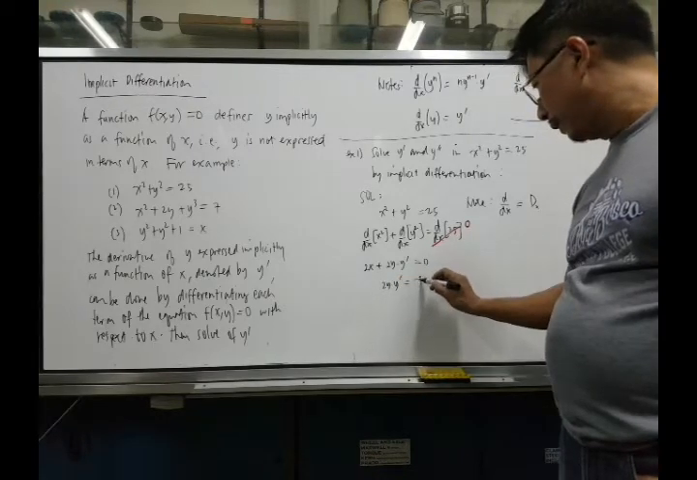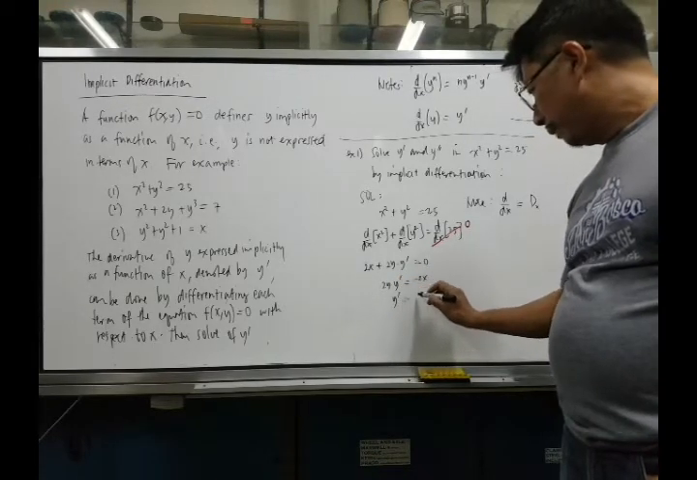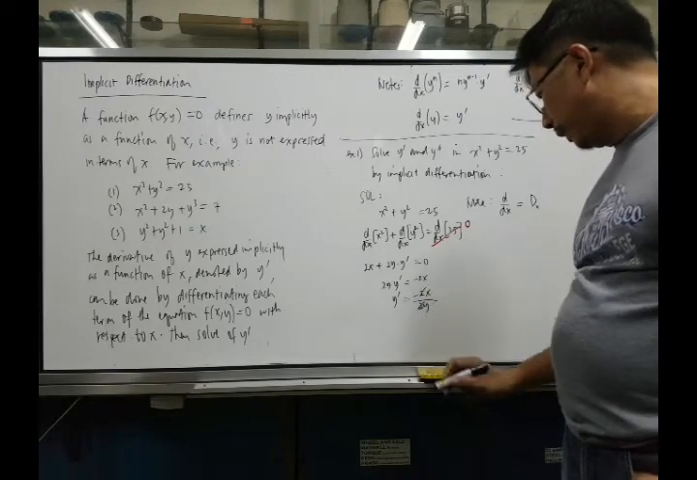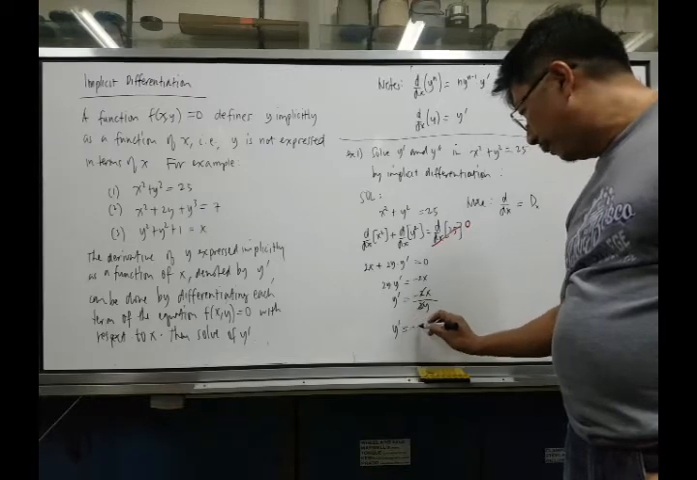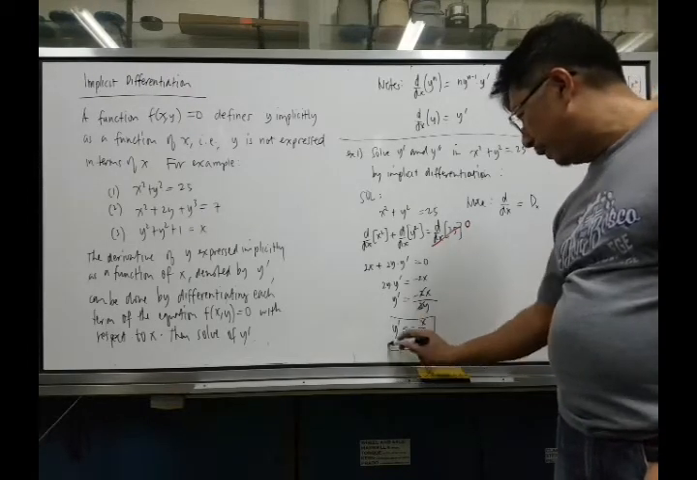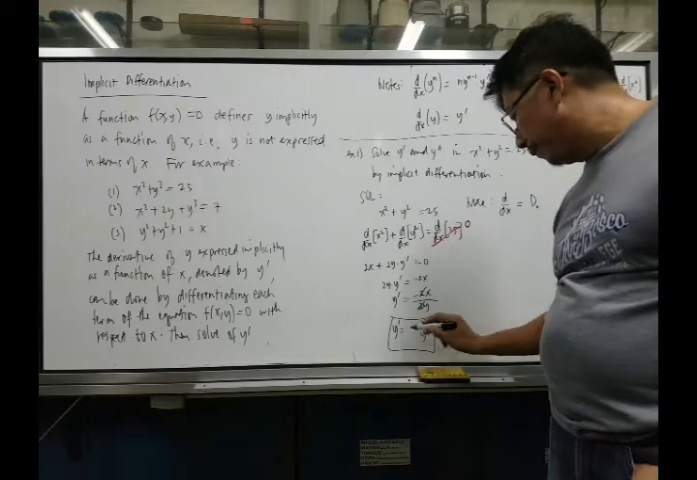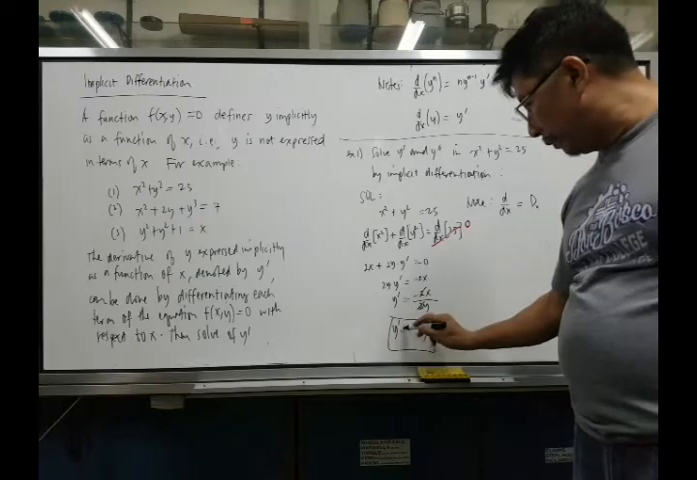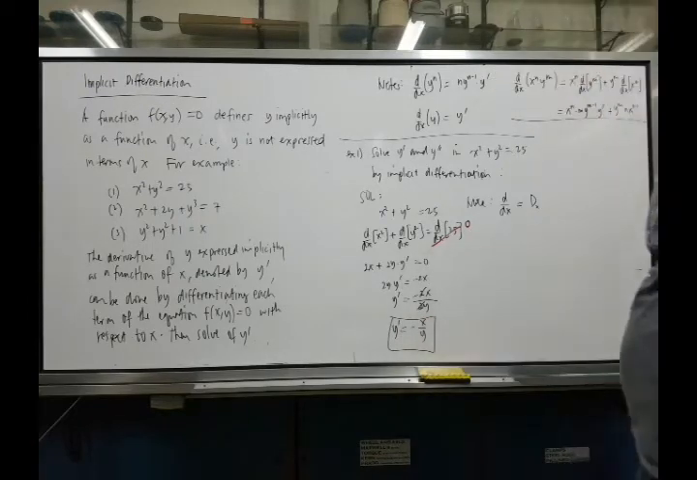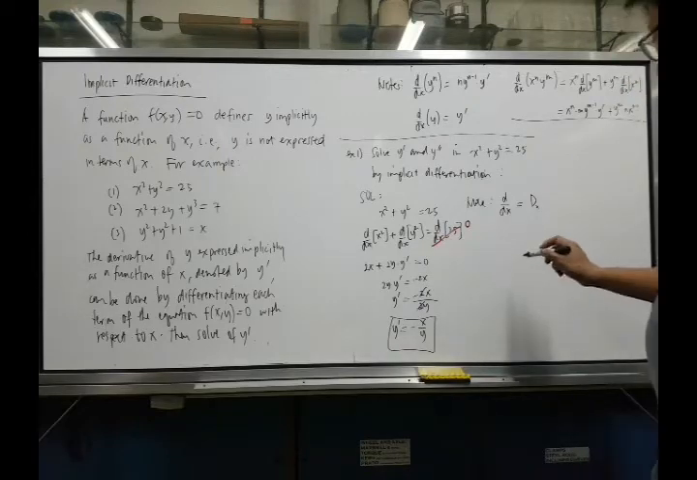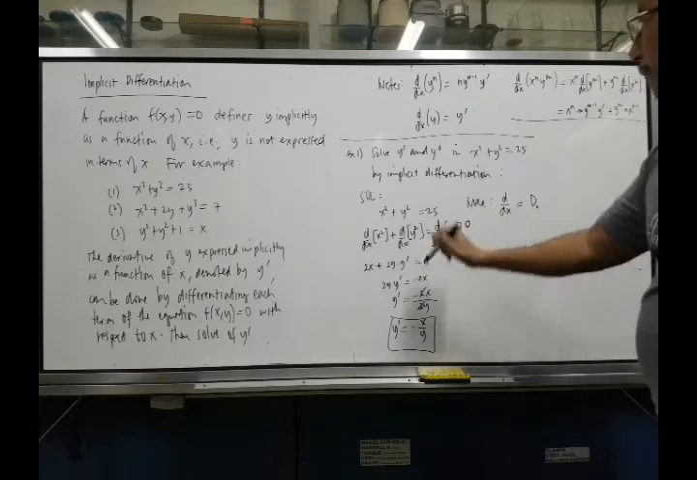2y prime is negative 2x. So y prime is negative 2x divided by 2y. 2 and 2 cancel out. So y prime is negative x over y. So that is our y prime. And you notice that usually the derivative is also a function of the two variables x and y. Okay? Now, this is for the first derivative.